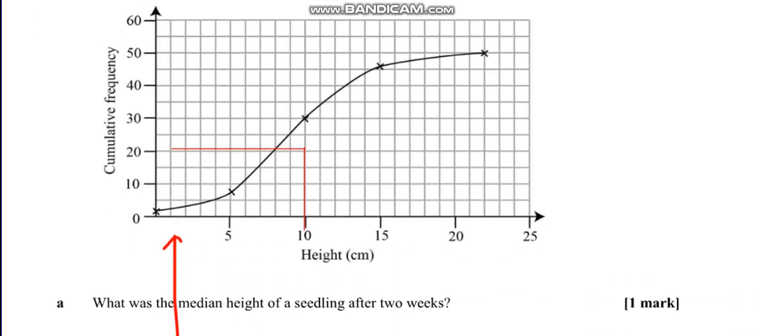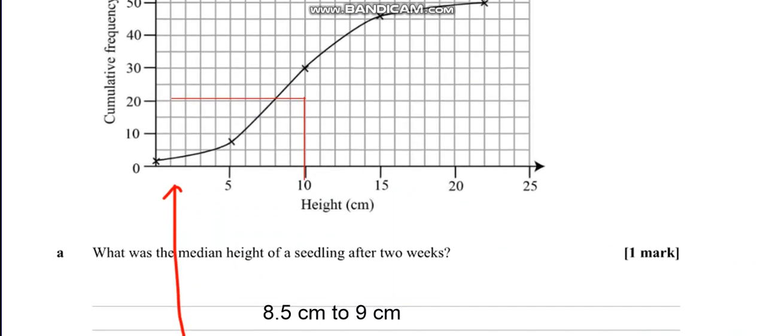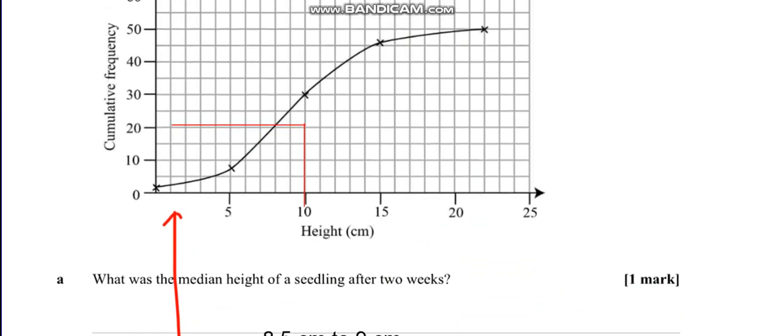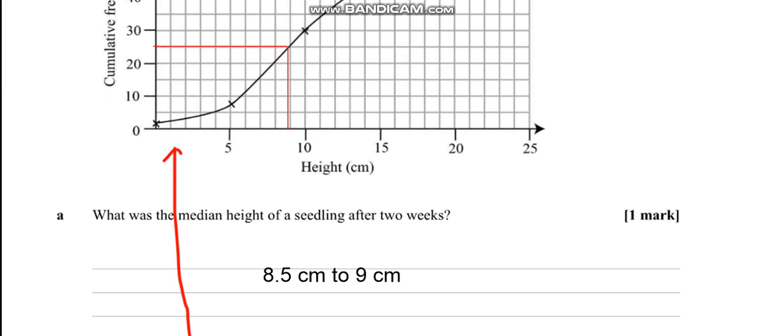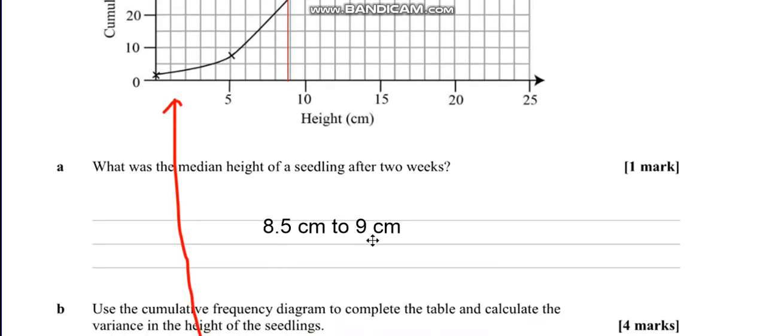Generally well answered. So this one, what was the median height of a seedling after 2 weeks? So there were 50 seedlings. For some reason this has come off. So your median is at 25, and so that comes out at just under 9. So 6, 7, 8, yeah, so about 8.9. The answers allowed anything from 8.5 to 9 centimetres.